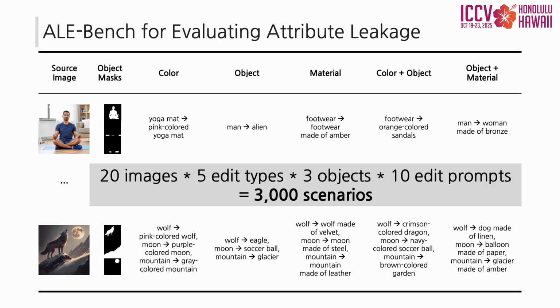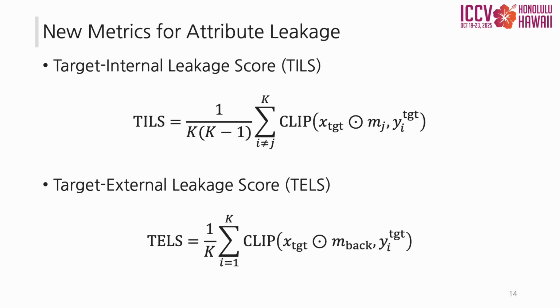To systematically evaluate attribute leakage, we also introduce ALE-Bench, a comprehensive benchmark with 3,000 editing scenarios. It includes 20 source images, 5 edit types, up to 3 target objects, and 10 edit prompts. You can see some examples here. And to quantify leakage, we propose two new metrics. The first one is the target internal leakage score, which measures interference among editing targets. The second one is the target external leakage score, which measures unintended background changes.